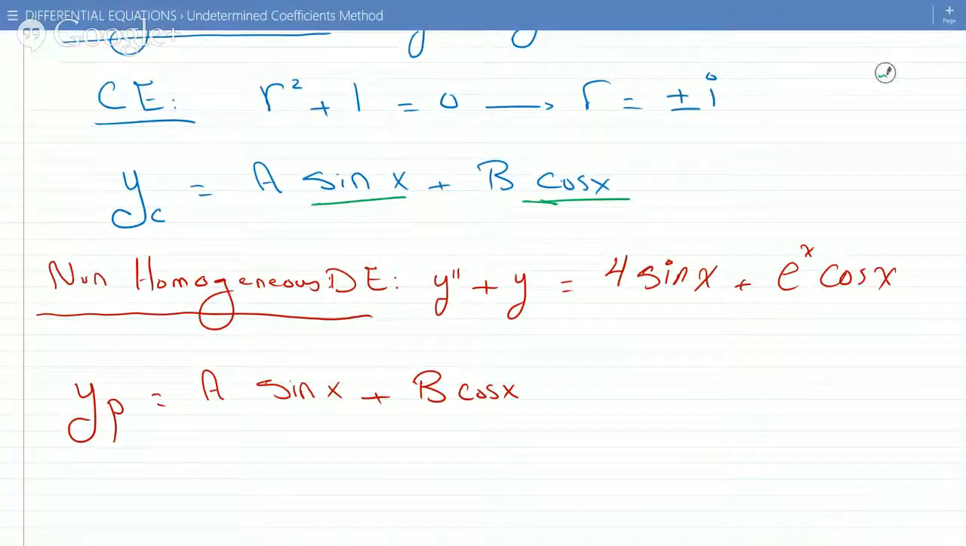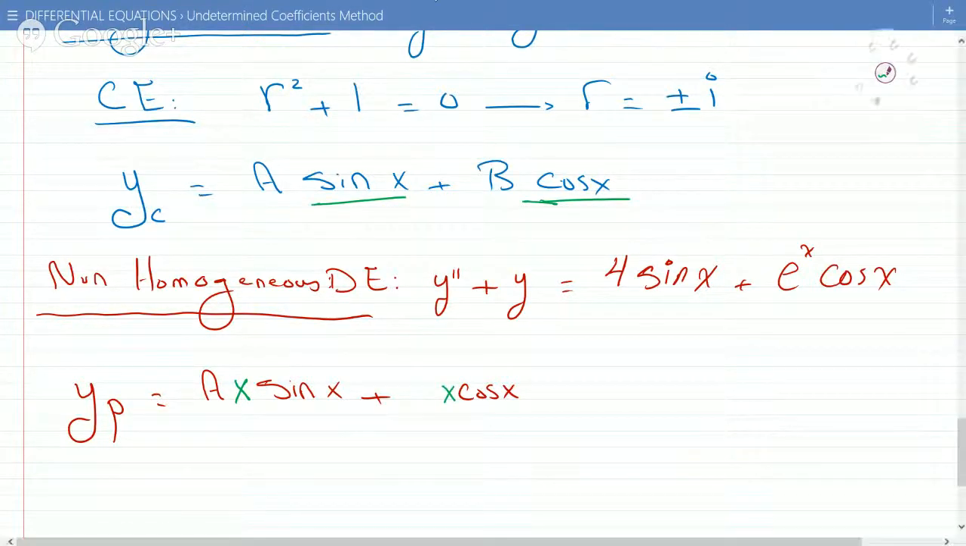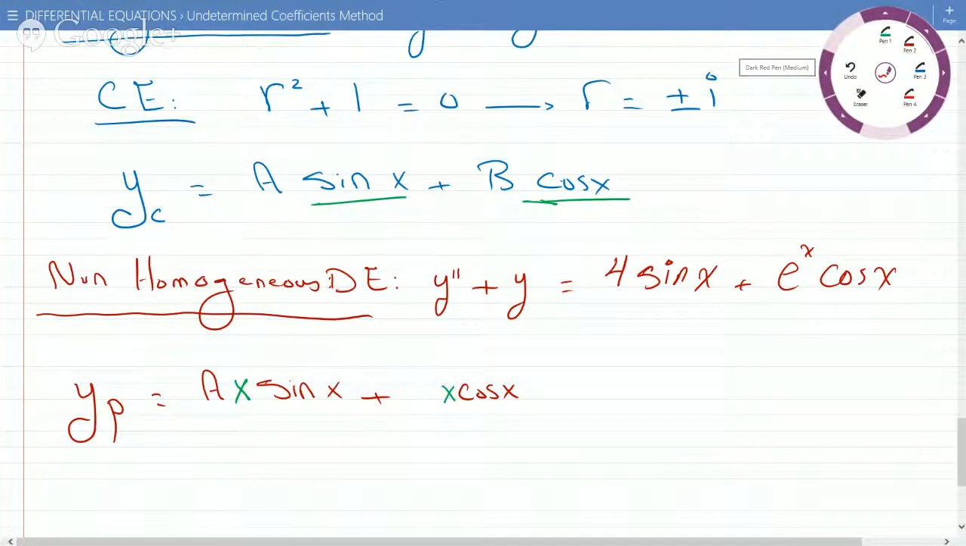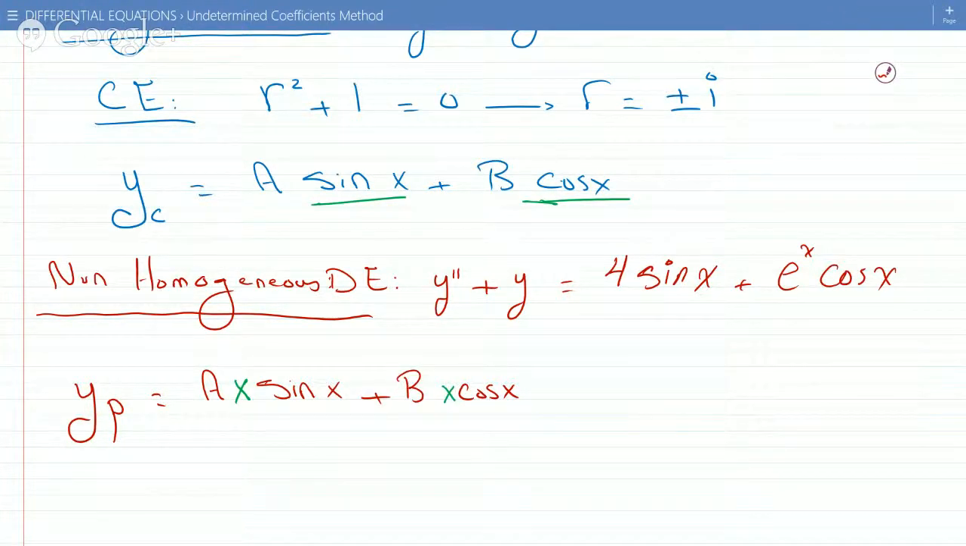Well, because in the particular, from the sine, you're supposed to have sines and cosines, right? But those are already in your complementary. So to get around that, what you do is you multiply them by x in the particular. You multiply the cosine term and the sine term by x. So every time they repeat, you multiply by x.